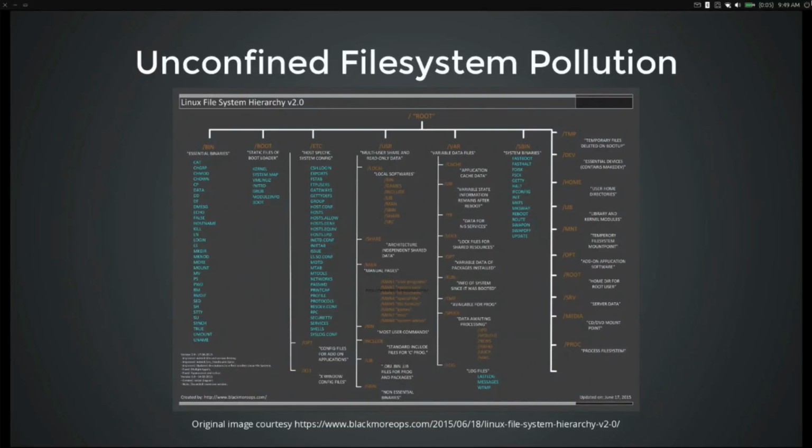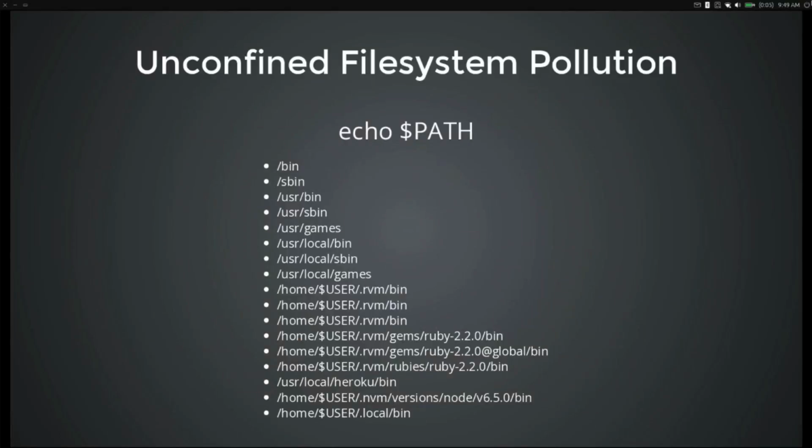On top of that, we also see an increase in the pollution of our root file system. This graphic does a great job of visualizing the traditional way the Linux file system is organized. You may notice that there's a lot going on here, and some of these directories may seem redundant. For instance, all of these directories are in the PATH environment variable on my development machine, meaning I could have user-runnable binaries in bin, sbin, usr/sbin, usr/games, usr/local/bin, sbin, and games, and scattered throughout any number of directories in my home directory.